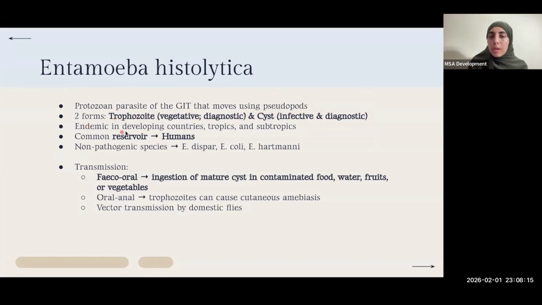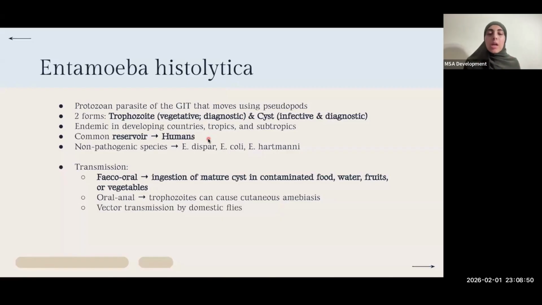Entamoeba histolytica is endemic in certain countries, specifically developing countries as well as tropics and subtropics. The common reservoir is humans. In Giardia, it was humans and wild animals like beaver, but here it's humans. And you do have some non-pathogenic strains. So you have Entamoeba histolytica, but you also have Entamoeba dispar, Entamoeba coli, and Entamoeba hartmanni. E. coli is not Escherichia coli, it's Entamoeba coli. And these three species are not pathogenic. The pathogenic one that we're going to talk about is histolytica.